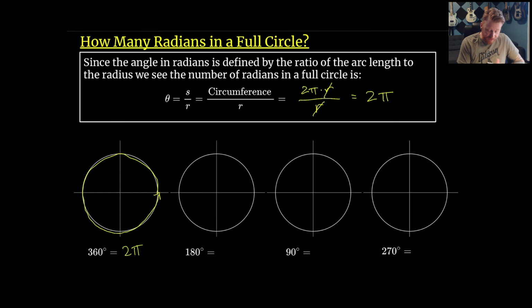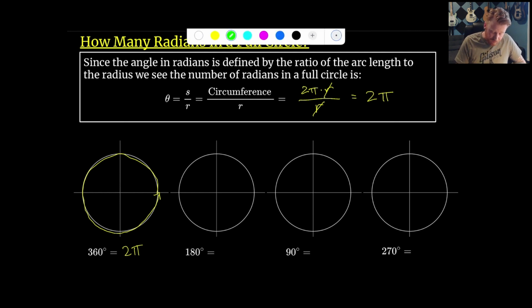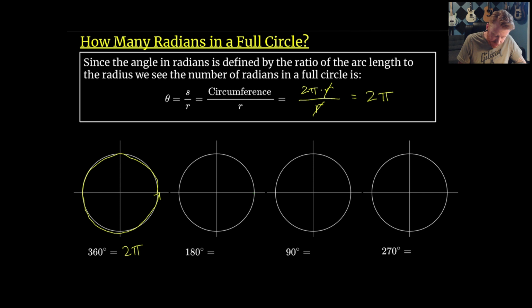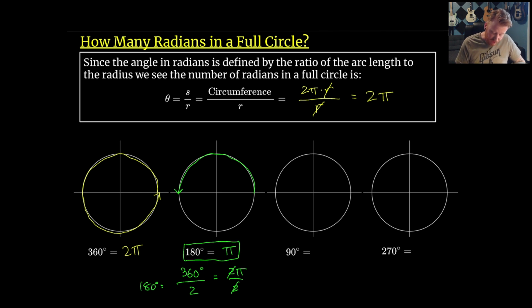So let's think about breaking this up even further. If 360 degrees is 2 pi, then 180 degrees, which is half of 360, well, that must mean that it is half of 2 pi, which means that 180 degrees must be just pi. So here we have a measure of just pi, radian measure. So what we're seeing here is that 180 degrees is equal to pi, and we're actually going to use this a lot to our advantage as we go forward.